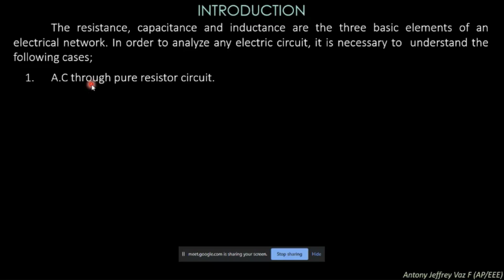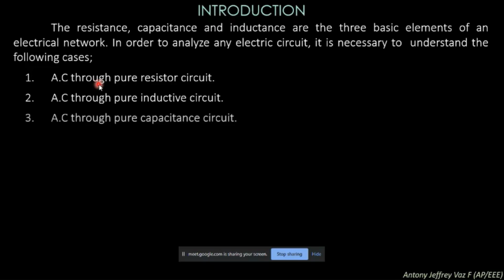First one is alternating current through a pure resistor circuit. Second one is alternating current through a pure inductive circuit. And the third one is alternating current through a pure capacitive circuit. Here the term pure represents that the resistance is alone present in the circuit. No inductance or capacitance are present in the circuit. Similarly, if you see a pure inductive or pure capacitive circuit, the circuit consists of only inductance or only capacitance. No other substances are present in the circuit.